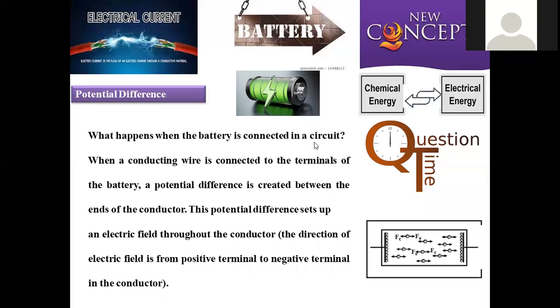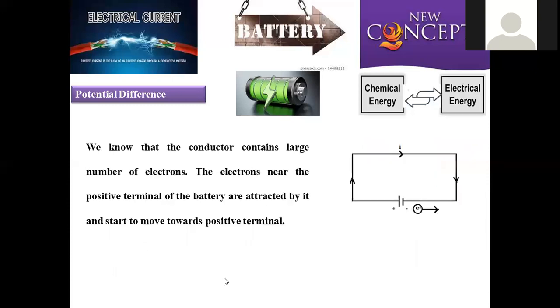What happens when the battery is connected to the circuit? In continuation of the previous one, when a conducting wire is connected to the terminals of the battery, a potential difference is created between the two ends of the conductor. So one end of the conductor has high electron density and the other has low electron density. This is expressed in terms of potential difference. That sets up an electric field throughout the conducting material. The direction of the electric field is from the positive terminal to the negative terminal in the conductor. Electron flow is always possible from high density to low density.